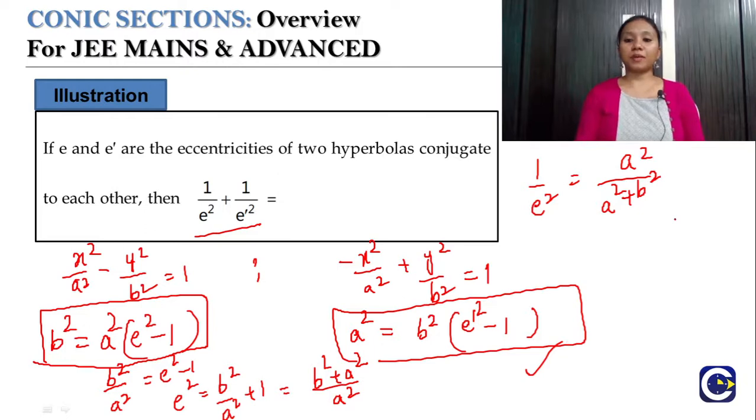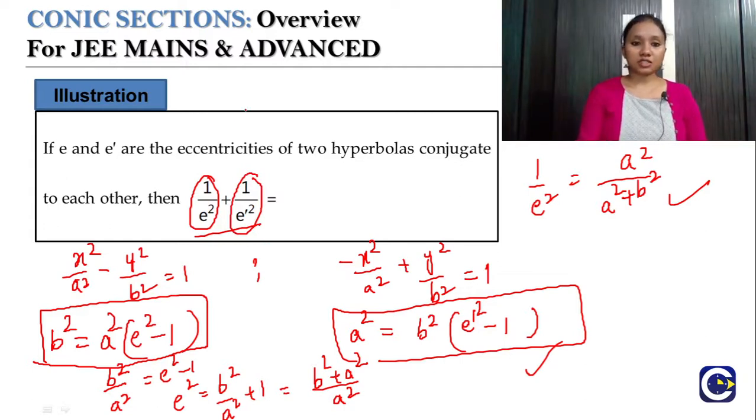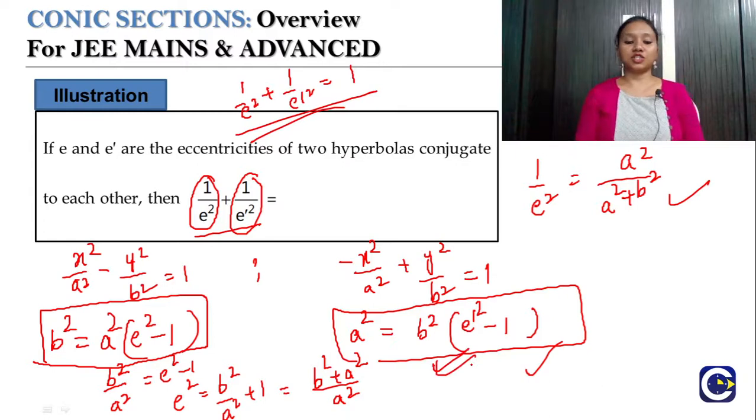Right. So 1 by e square I have already simplified, which is an expression in terms of a and b, that is a square by a square plus b square. Similarly, using this relation you will get an expression in terms of a and b for 1 by e dash square. You can substitute 1 by e square and 1 by e dash square here and simply sum those two terms, which will give you the final answer. And the final answer, that is 1 by e square plus 1 by e dash square, is equal to 1. So check it after finding the 1 by e dash square relation from this expression. Right.